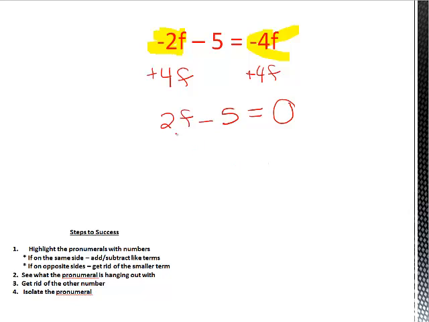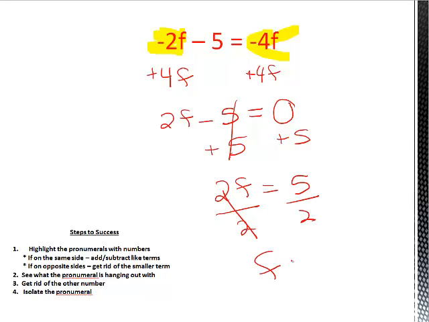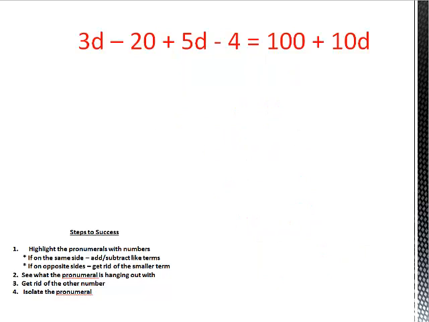So f is hanging out with the 2, so we're going to get rid of the minus 5, adding 5 to both sides of the equal sign. 2f is equal to a positive 5. f is being multiplied by 2, so we're going to divide by 2, and f is equal to 2.5. It's a bit slanty there, and I do apologize for that.